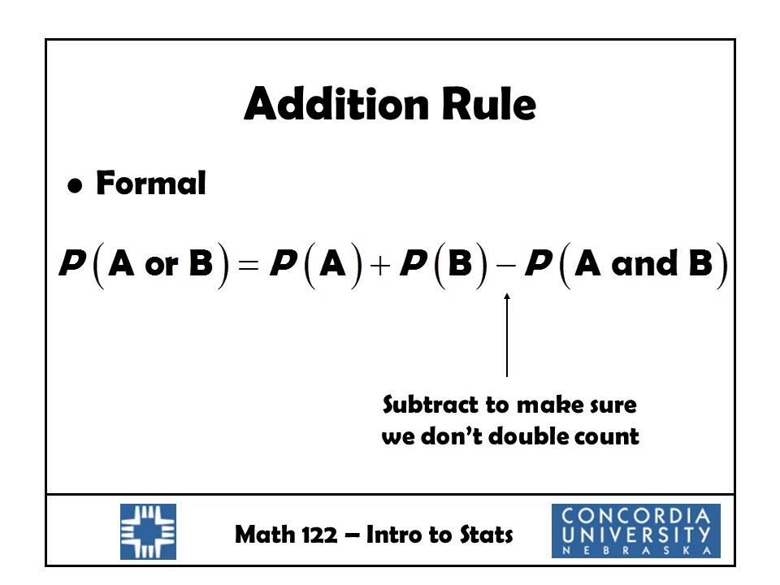That equals the P of A plus P of B minus the probability that A and B both occur at the same time. And we have to subtract there to make sure we don't double count anything. If we don't subtract, then we could double count things.